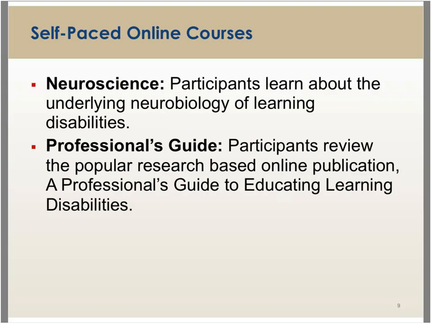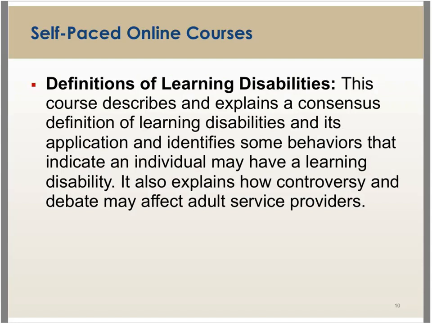The second 2 of the original suite of courses include neuroscience, which is all around the underlying neurobiology, and then a professional's guide, which is a little bit different in format, but is sort of a way to go through the materials. And then, more recently, in 2016, Links released 4 new self-paced online courses. These courses align with the new language and the requirements of WIOA.